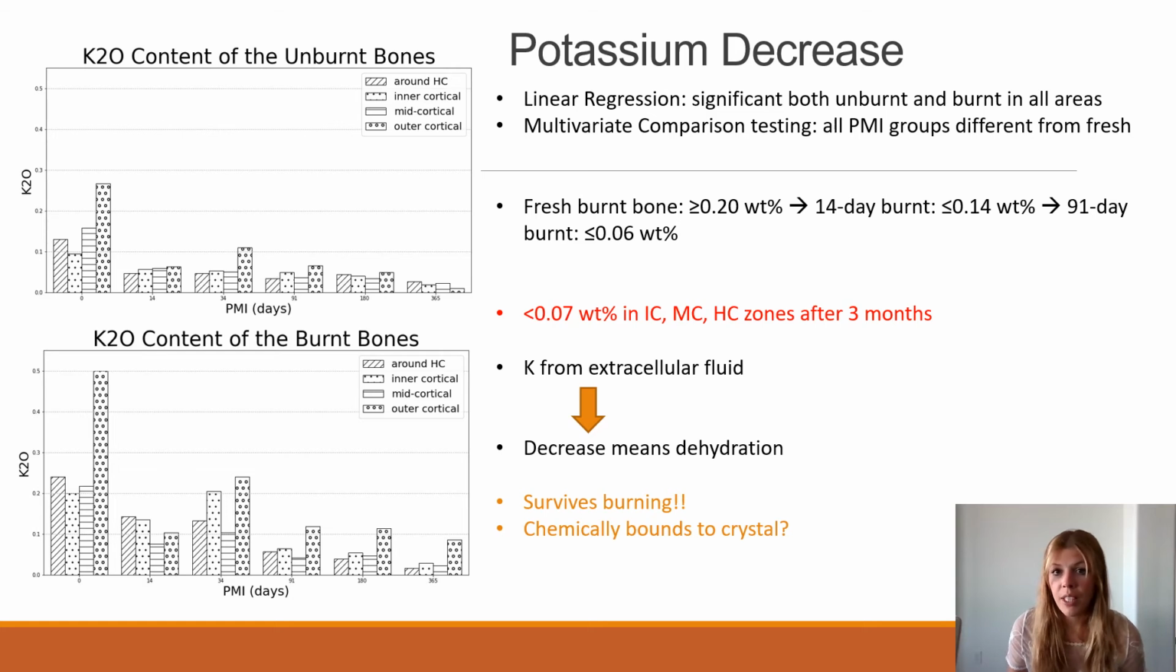The most important finding here is that potassium values survive burning, and its decrease might be possible to be used as an indication of whether the bones were fresh or decomposed at the time of burning in modern bones.